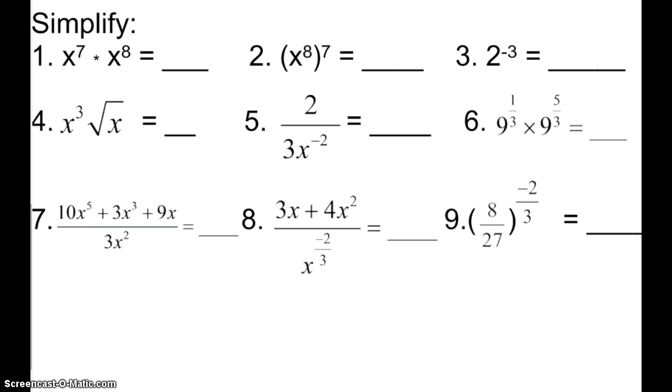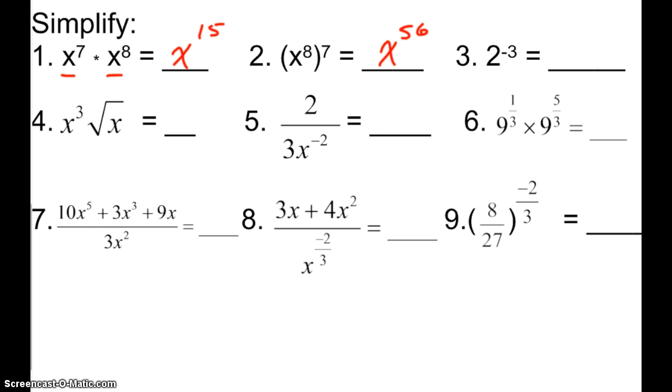Now that we have our exponential rules, let's try to do some application problems with them. So here's a problem with some real numbers. If we have the exact same base, x, for both of them, we just add our exponents, so we would have x to the 15th power, because it's just 7 plus 8. If we raise it to a power, we multiply the exponents, so that would be x to the 56th power.